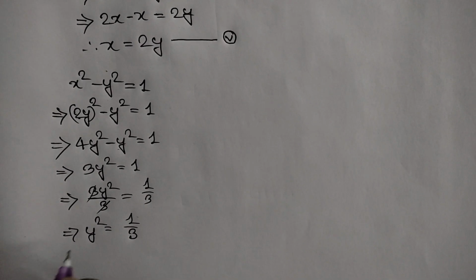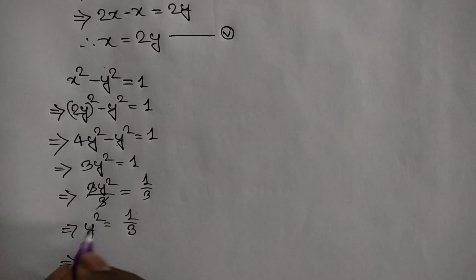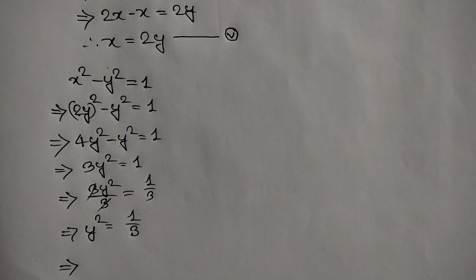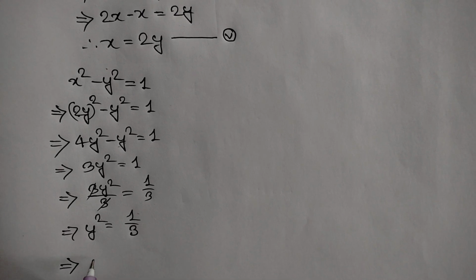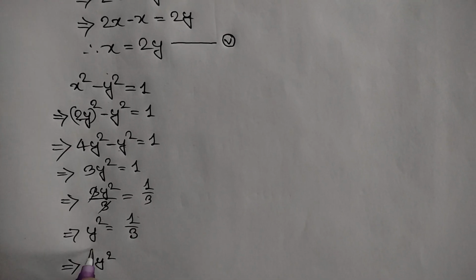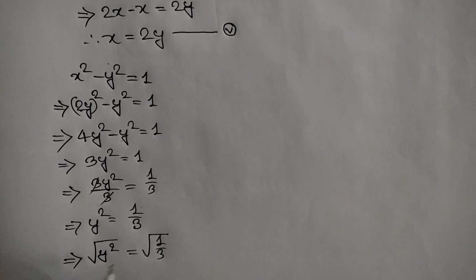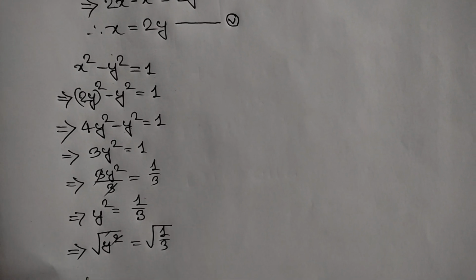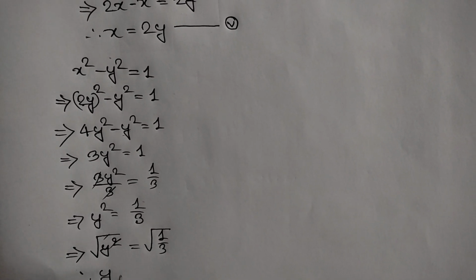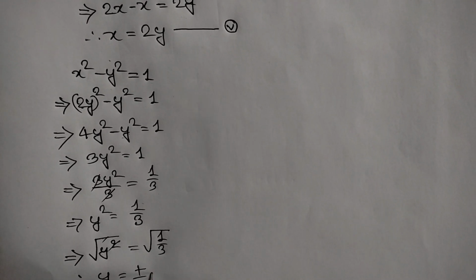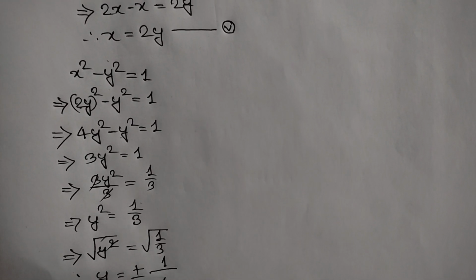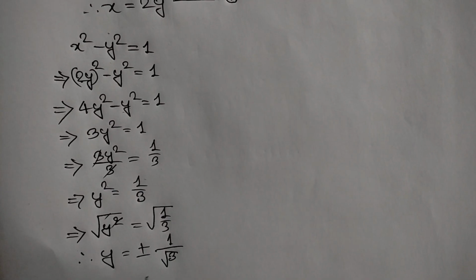Now taking the square root on both sides, we can write the square root of y squared is equal to the square root of 1 over 3. This square cancels out this square root, so the value of y is equal to plus or minus 1 over square root of 3.